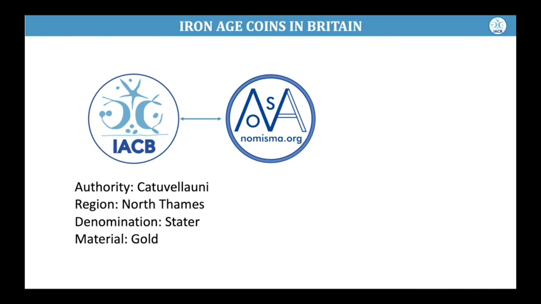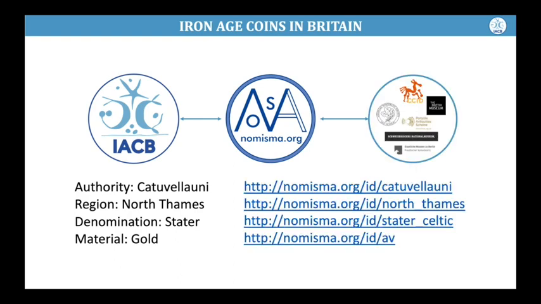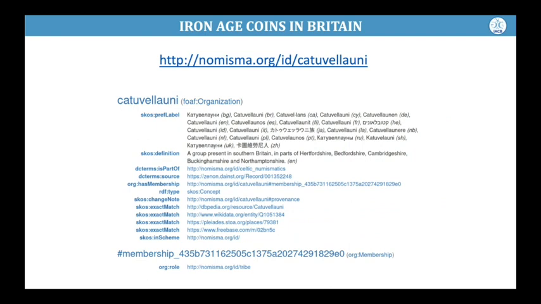In the background, a number of things are taking place when you conduct these searches. The query is collecting all the records from the connected online databases through these defined URIs, in this case, the concept Caduvalauni. This term also connects to related terms that have been identified and defined by Numisma, such as the region where they are found, in this case the North Thames, the denomination of this coin type, in this case a stater, and the material of this coin type, which is gold. All of these concepts are defined on Numisma's website, so anyone can look them up.